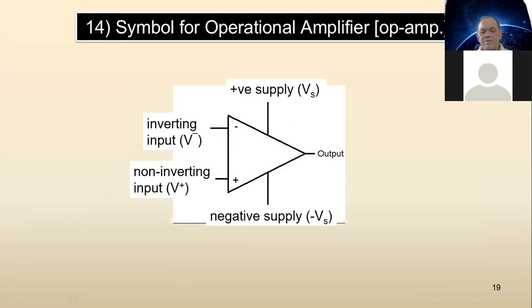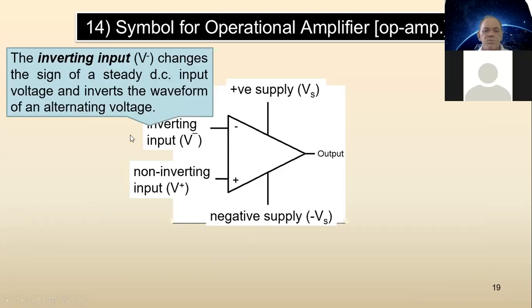Okay, so that's the symbol of an operational amplifier. There's a positive power supply, there's a negative power supply. The reason why we have positive and negative is to allow you to amplify the positive part and also the negative part. And then this is the output. The negative terminal is called the inverting input, right? Because what you put in positive will come out as negative. That's what it means by inverting.